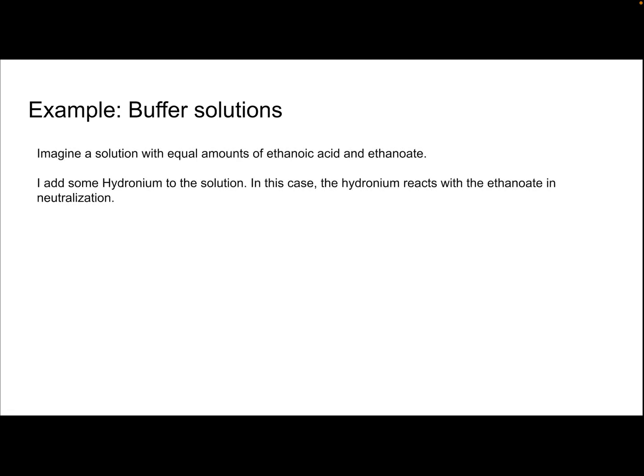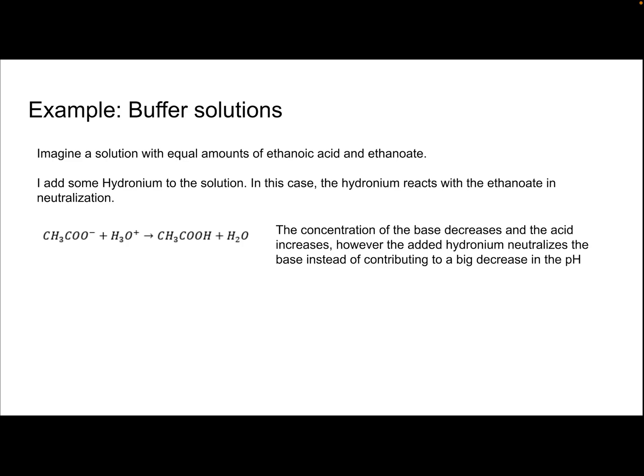Alright, so let's look at an example. Imagine a solution with equal amounts of ethanoic acid and ethanoate ions. If I add hydronium to the solution, we know that the hydronium is an acid and it's going to react with the conjugate base, which is ethanoate, in the solution by neutralization. So in this case, ethanoate reacts with hydronium, and that's going to give us back the ethanoic acid, which is the acid in this case and also the conjugate acid of the ethanoate, as well as water.